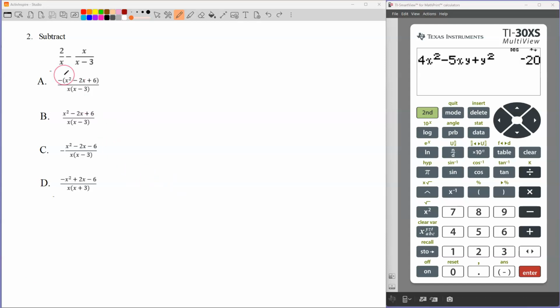So why am I using the plug-in strategy? Well, it says subtract, and we have letters in our question, right? We have an X, and in our answer choices, we have letters. Perfect time to use the plug-in strategy. And this one only has one variable. It has X, right? There's no Y, Z, or T. So I need to assign a value for X.